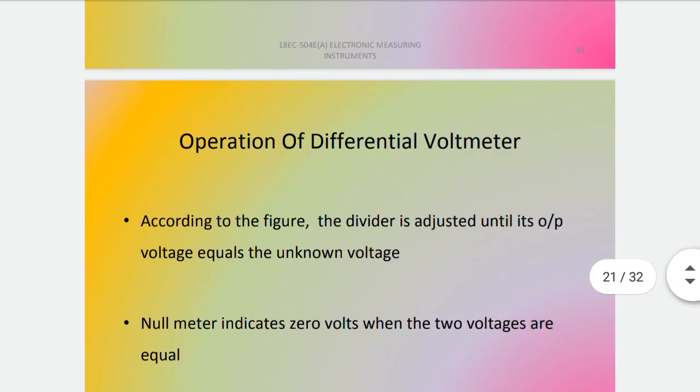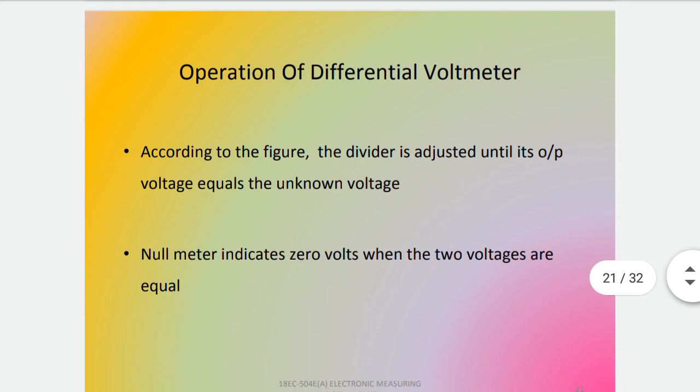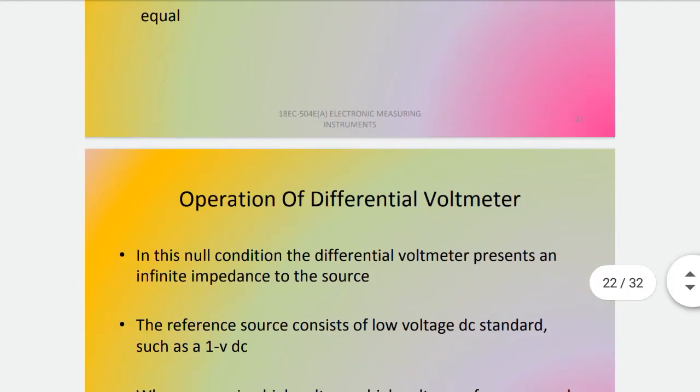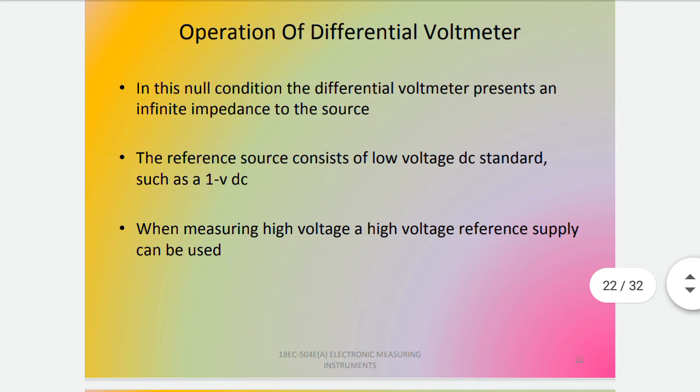Now coming to the operation of the differential voltmeter. According to the figure, the divider is adjusted until its output voltage equals the unknown voltage. The null meter indicates 0 volts when the two voltages are equal. In this null condition, the differential voltmeter presents an infinite input impedance to the source.